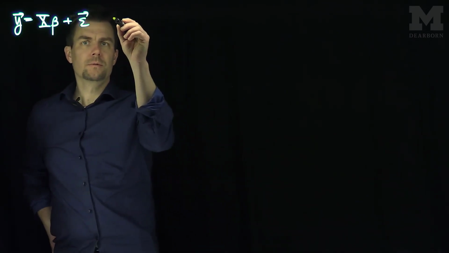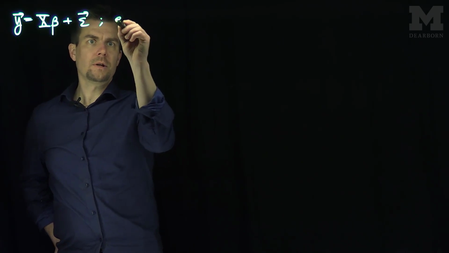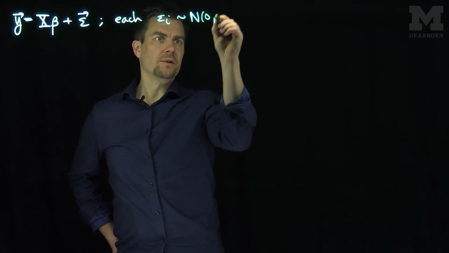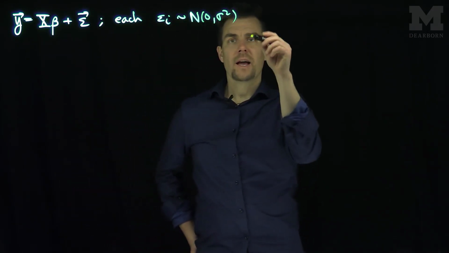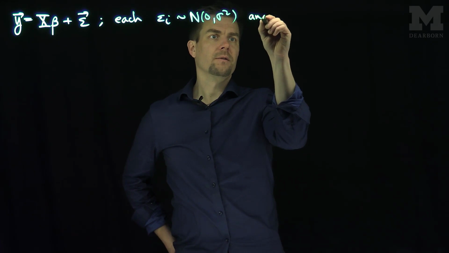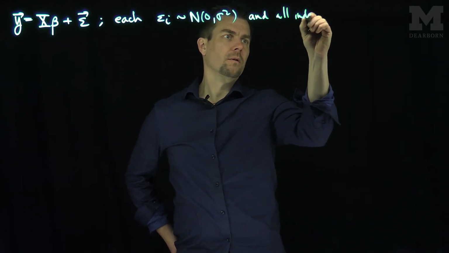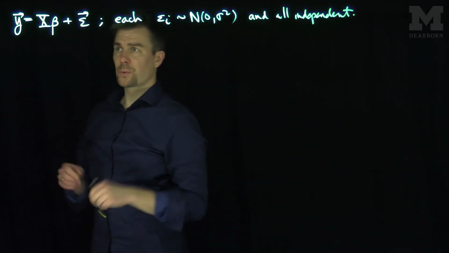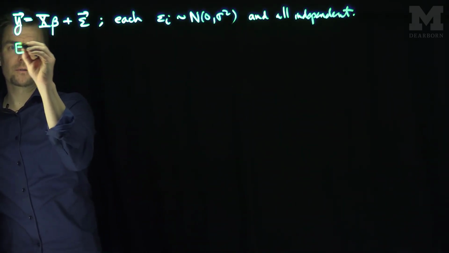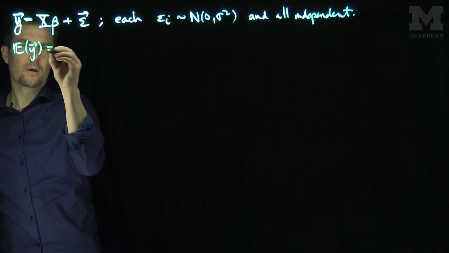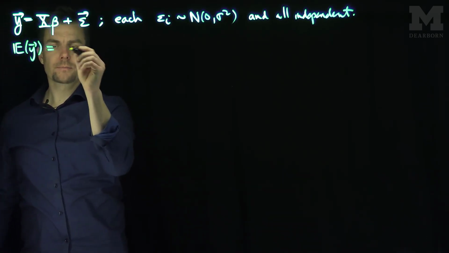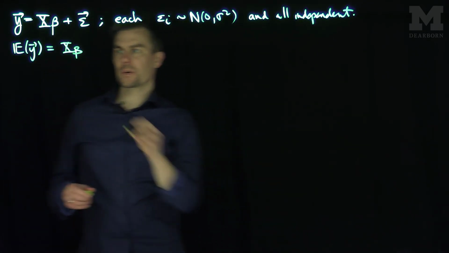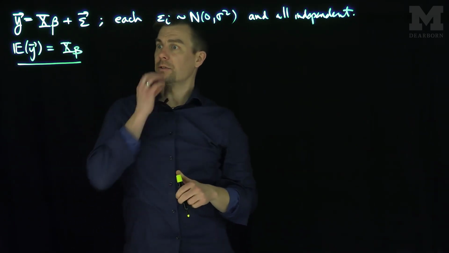So here each epsilon i is normally distributed with mean 0 and variance sigma squared, and each of them is independent. Now we note from this that the expected value of the vector y is just going to be X beta. That is not random, that's systematic. That's one thing we're going to keep in the back of our minds, that the expected value of this vector is X beta.